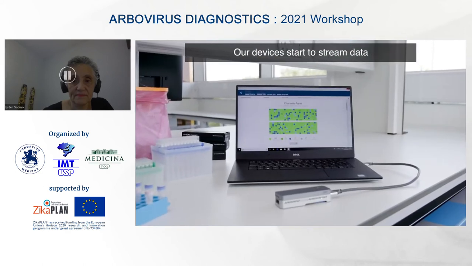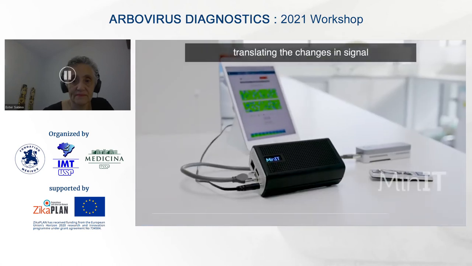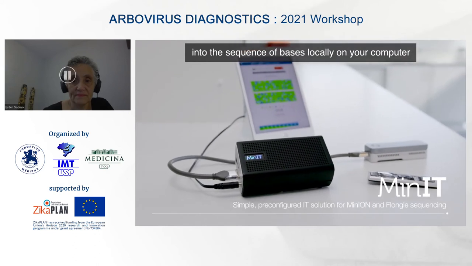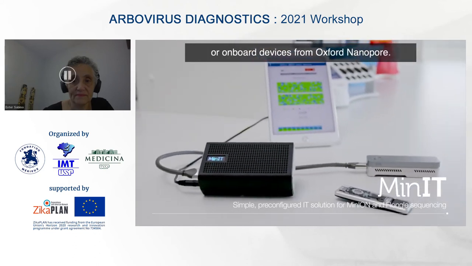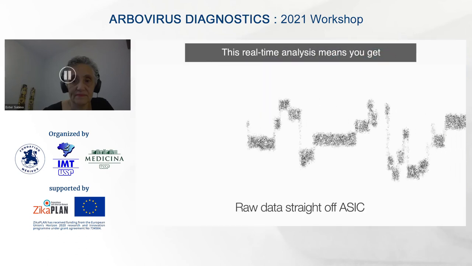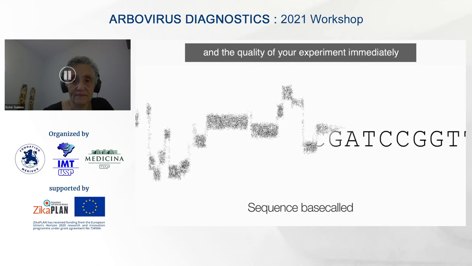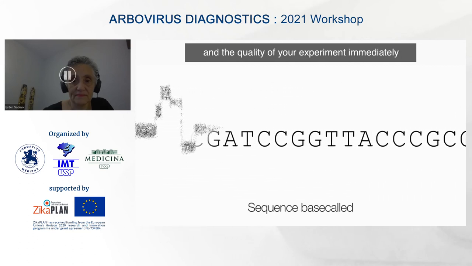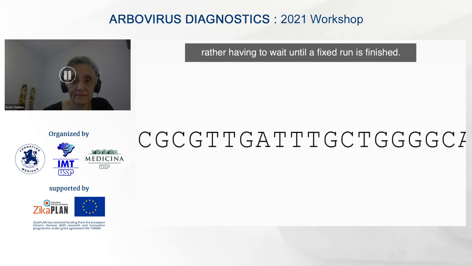Our devices start to stream data as soon as the experiment begins, translating the changes in signal into the sequence of bases locally on your computer, or onboard devices from Oxford Nanopore. This real-time analysis means you get an insight into what you're sequencing and the quality of your experiment immediately, rather than having to wait until a fixed run is finished.